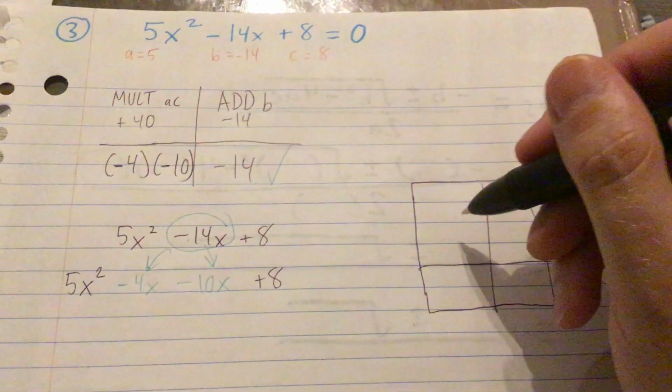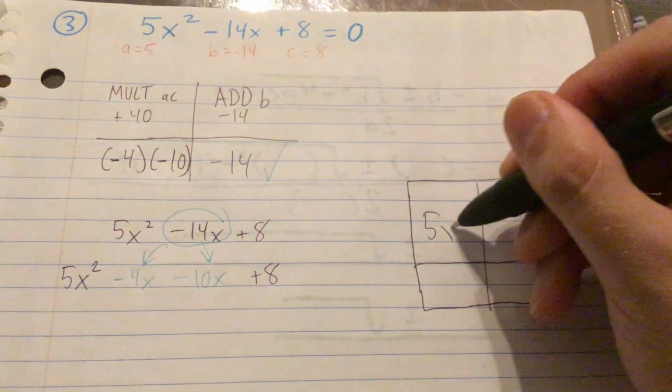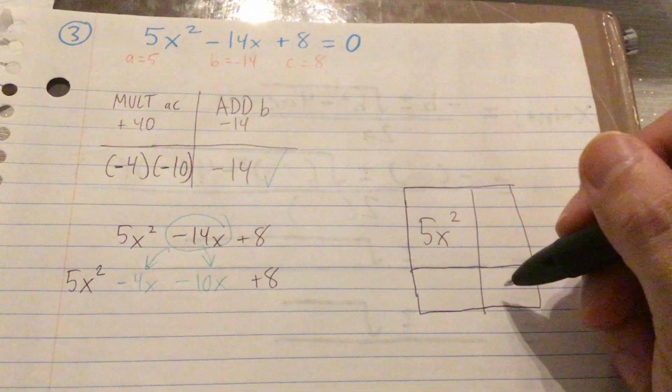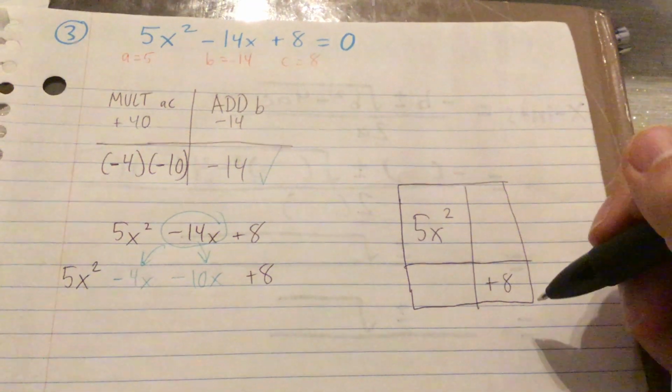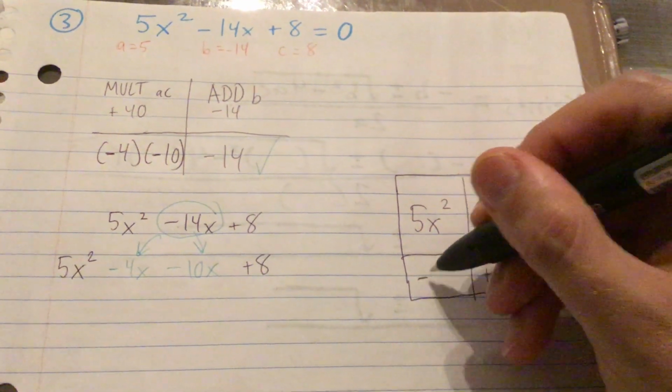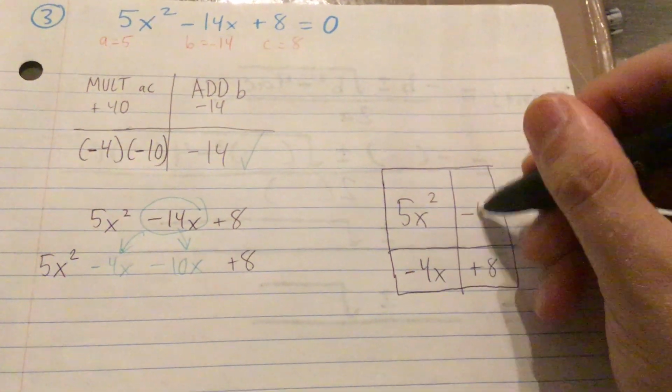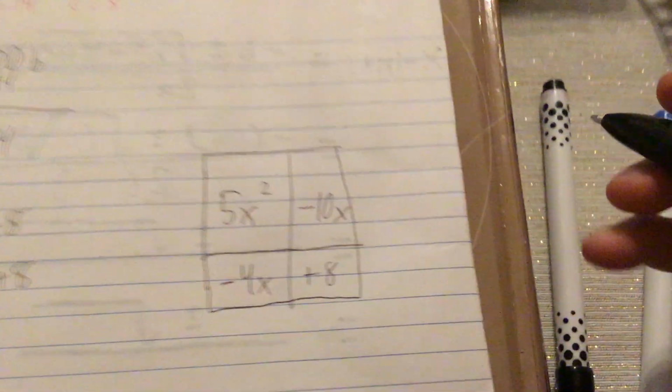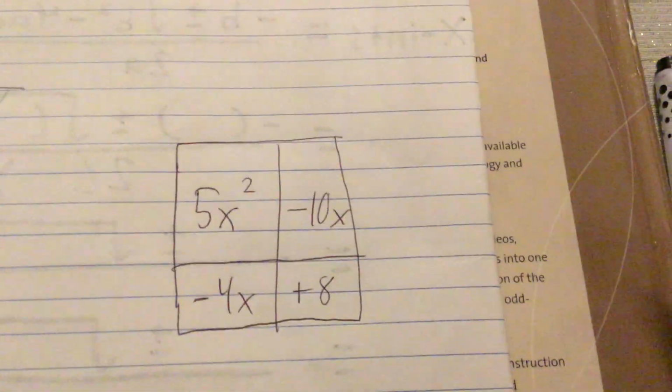So the ax squared on top is going to be 5x squared. On the bottom right is going to be the 8. That's the c. And it doesn't matter which of these two go where. So I'm going to put negative 4x here and negative 10x up on the top right. So now let's factor the pieces out.